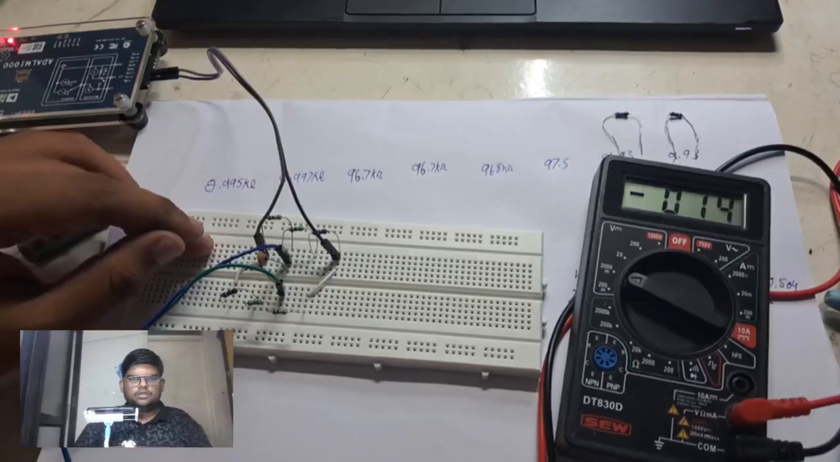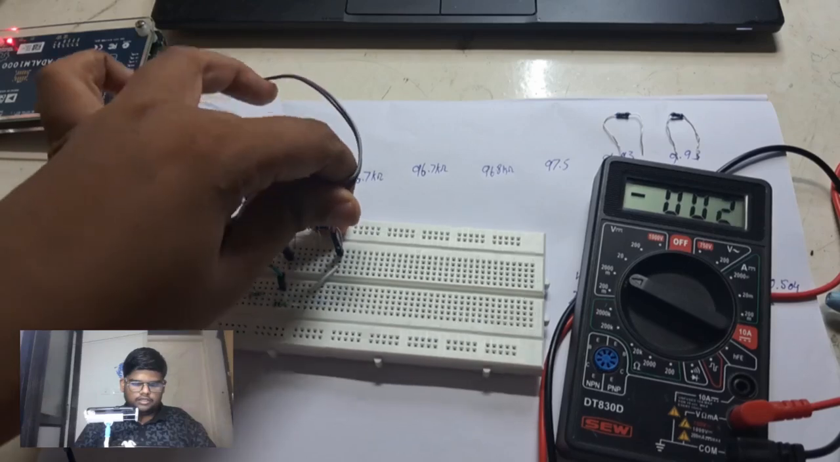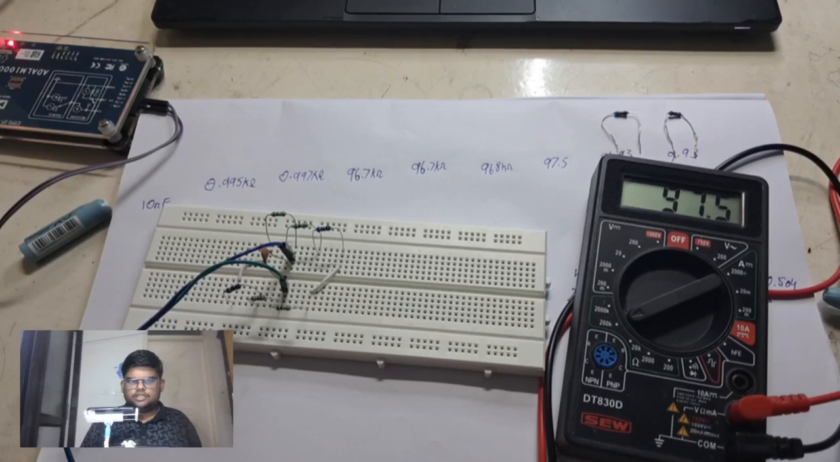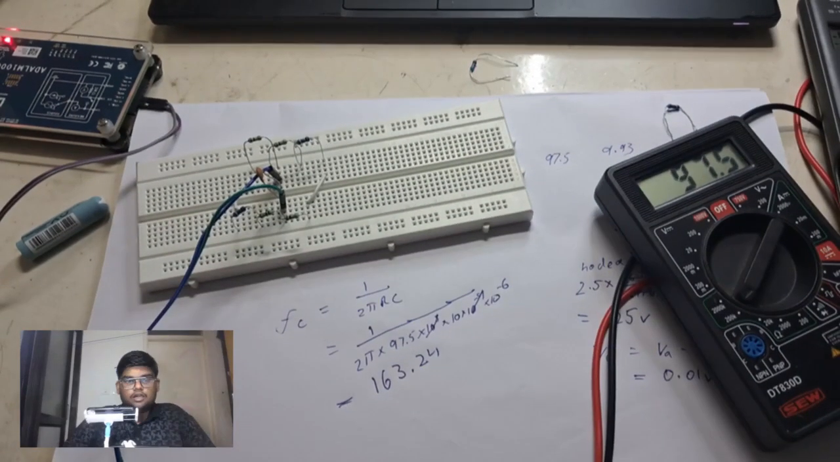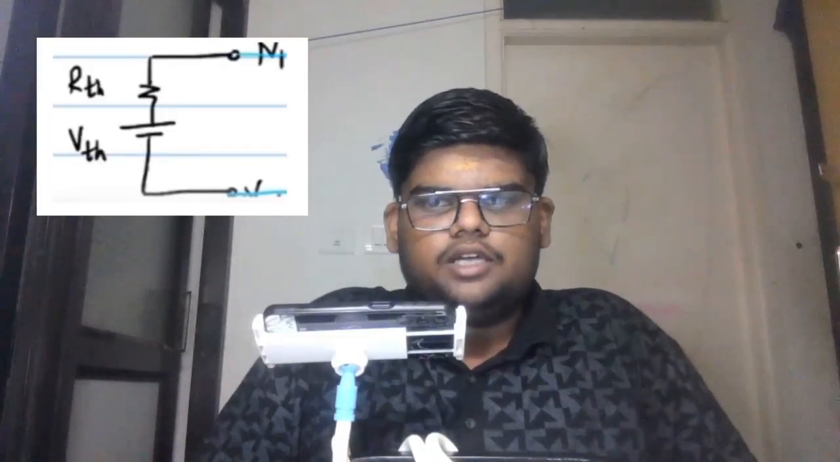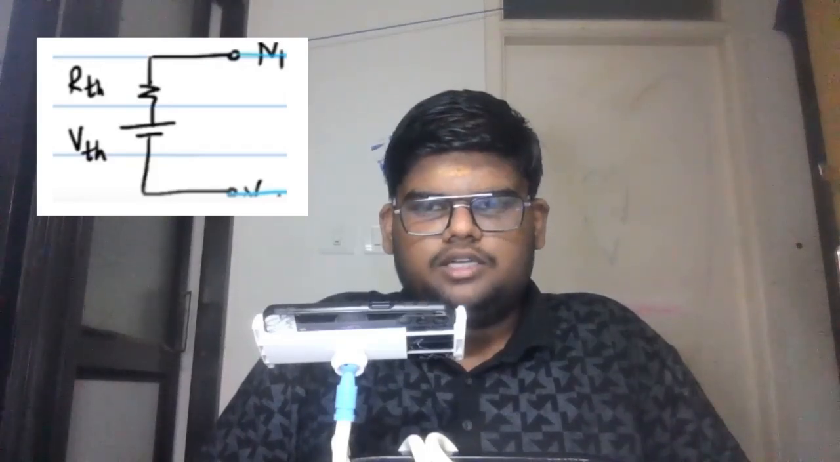So I am directly going to calculate the corner frequency using this formula. By disconnecting the power source, I am going to measure the equivalent resistance of this circuit. You can see in the multimeter the equivalent resistance of the circuit is around 97.5 kilo ohm. The corner frequency is coming around 163.24 Hz. Next, I am going to build a Thevenin equivalent circuit across the nodes A and B, having the capacitor as the load.